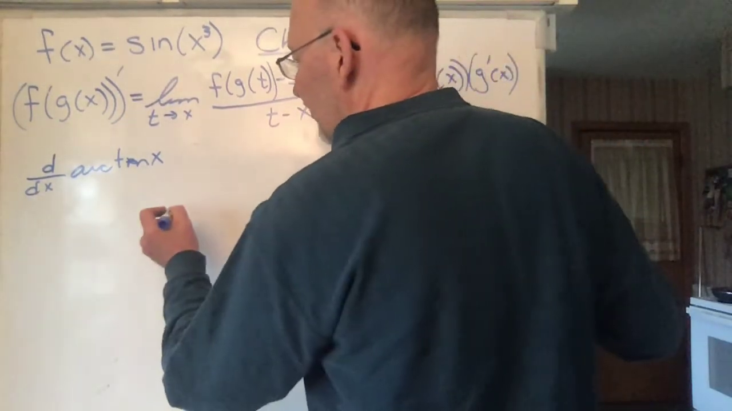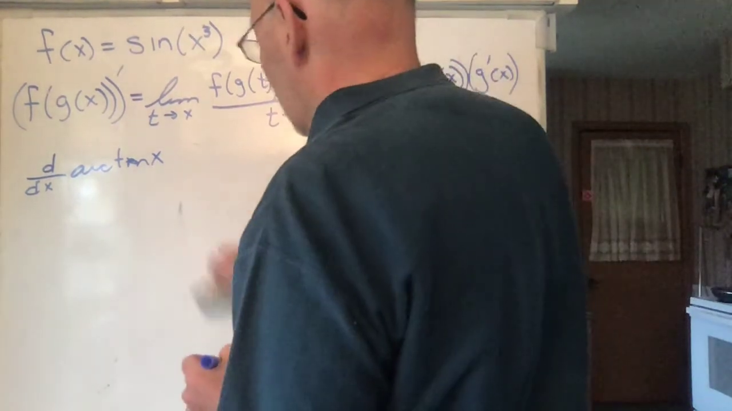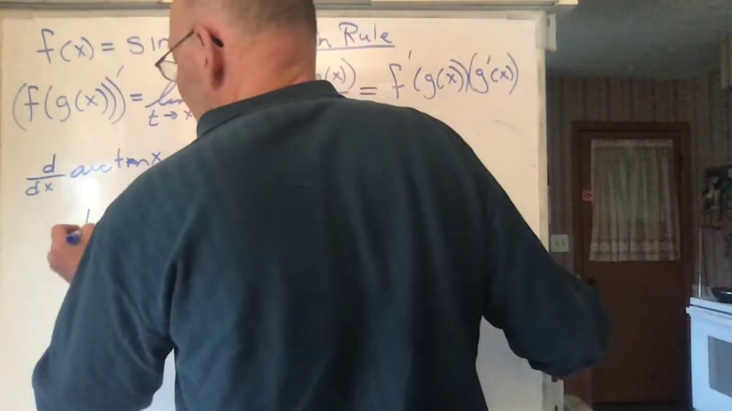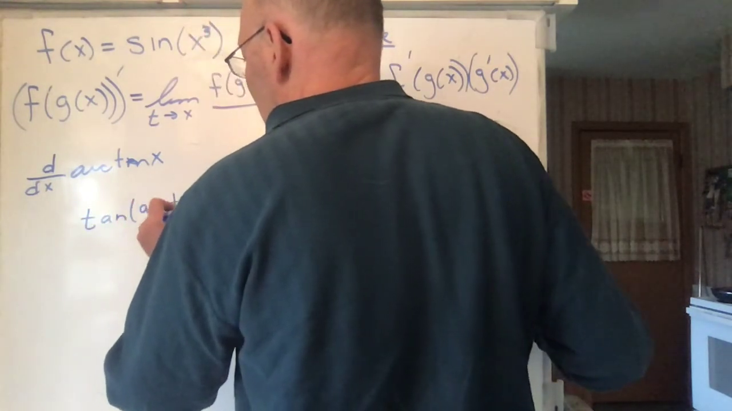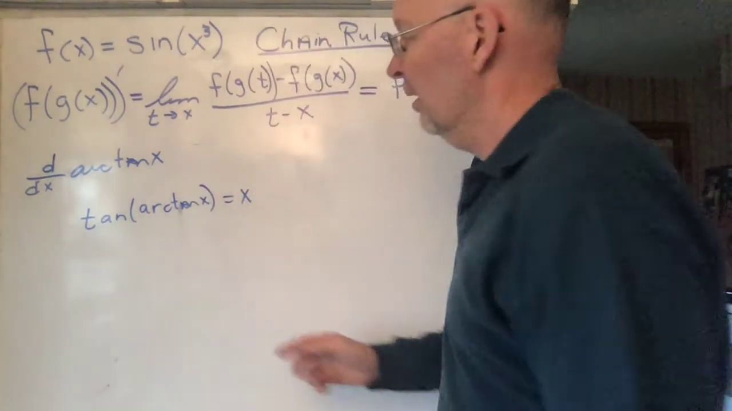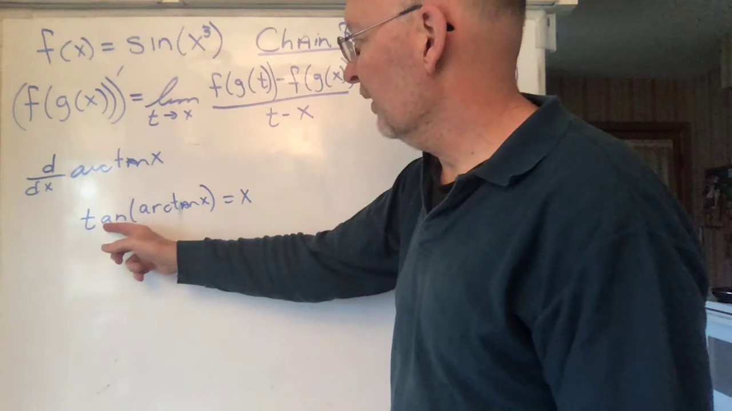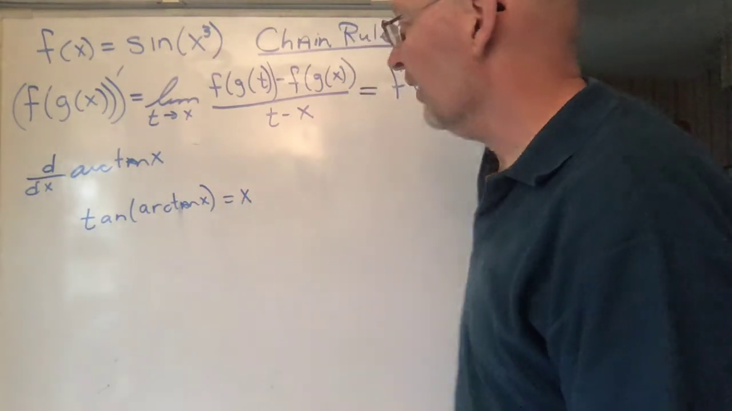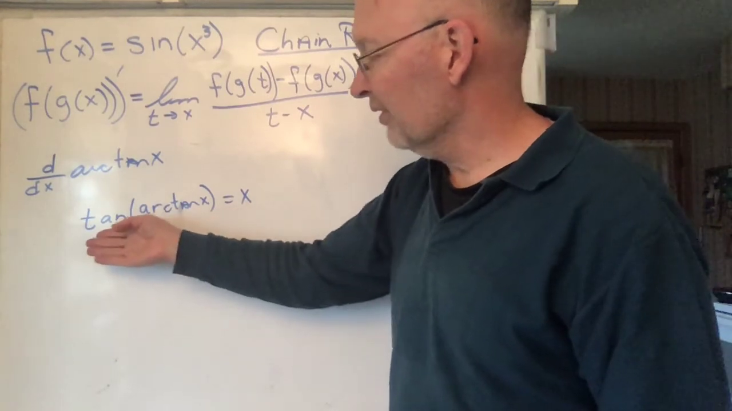We start off by saying that I know that the tangent of the arctangent of x is just equal to x. They're inverse functions, they undo each other, and so if you take the tangent of the arctangent of x, you just get x back again. So now we're going to take the derivative of both sides.